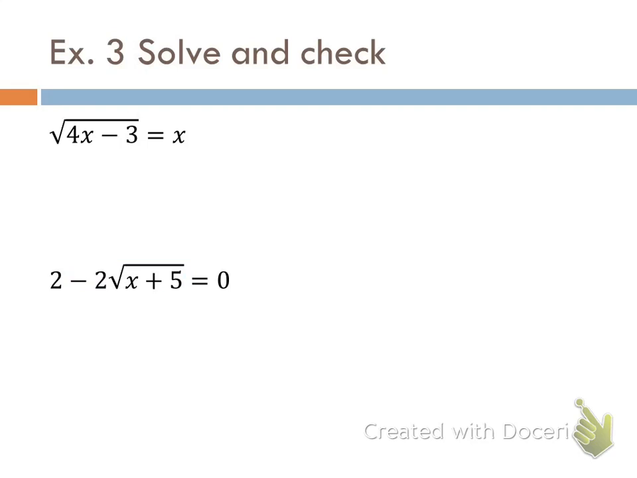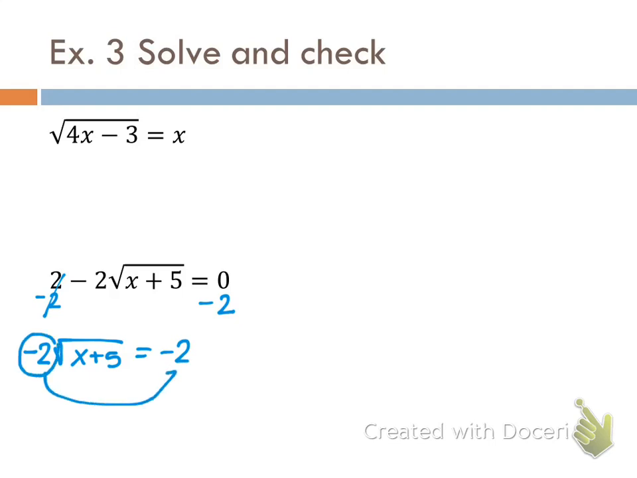So I've got to move what first? This 2. And how would I move it? Subtract. Because it's a positive, I've got to subtract. So now I have negative 2 times the square root of x plus 5 equals negative 2. How am I going to move this negative 2 over here? Would I add? Is it being subtracted?